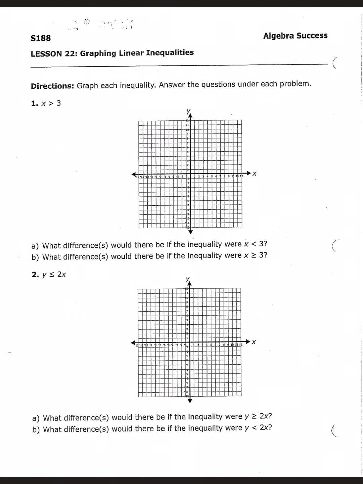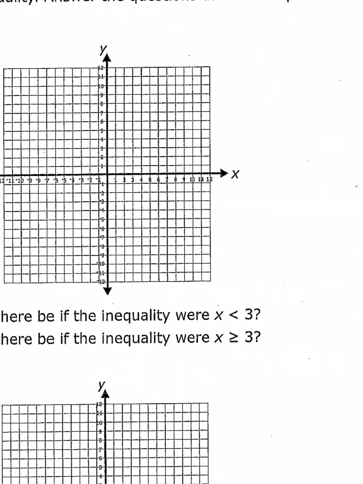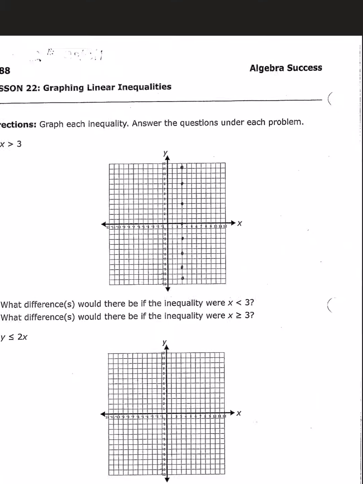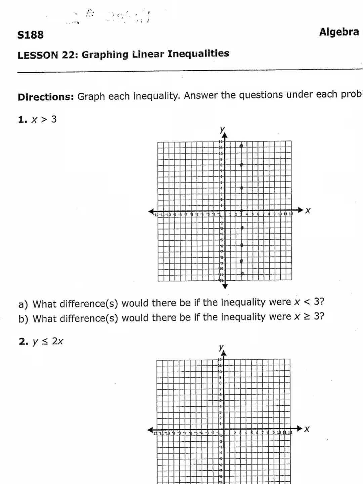So my first one says x is greater than 3. Well, an x equals line is a vertical line, so I'm going to plot some points where x is 3. And now I need to decide, is this a solid line or a dashed line? Because this is just greater than and not greater than or equal to, this is going to be a dashed line. So let's fill that in here.